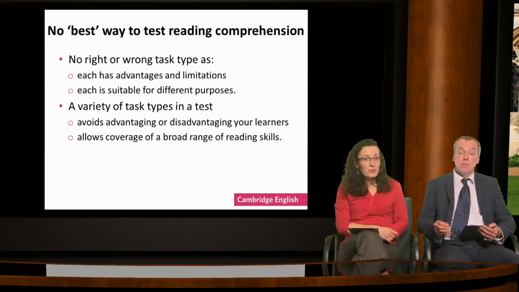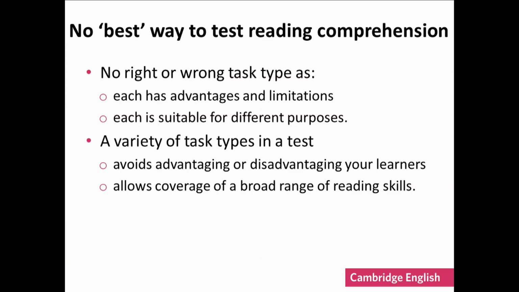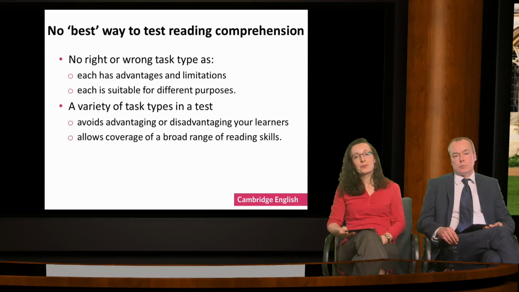So, in summary, we can see that there is no best way to test reading comprehension. Each task type has its own advantages and disadvantages, and each is suitable for different purposes. Ideally, a test should use a variety of task types so that no candidates get an unfair advantage or a disadvantage, and so that you can cover a broad range of reading skills.